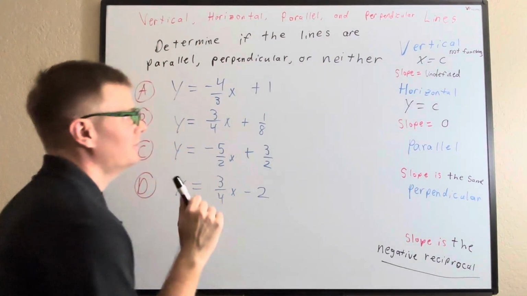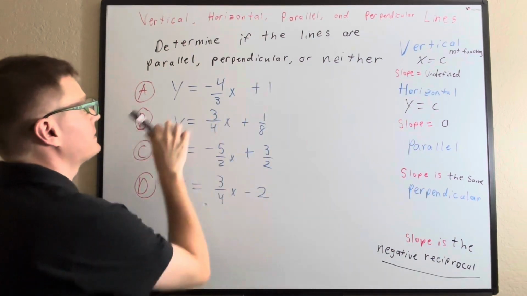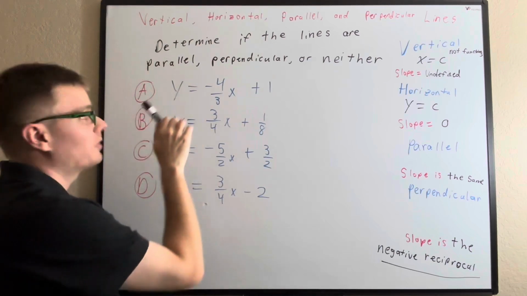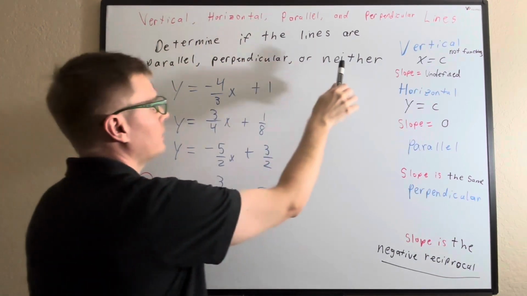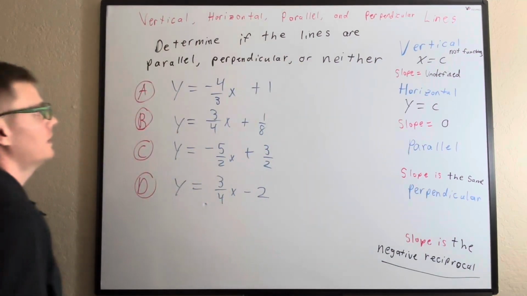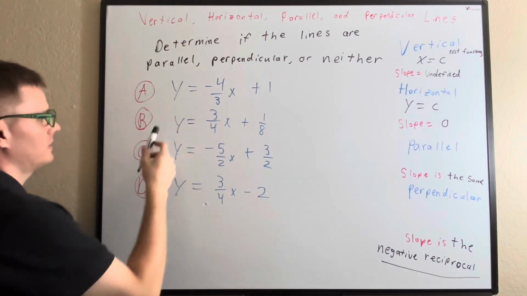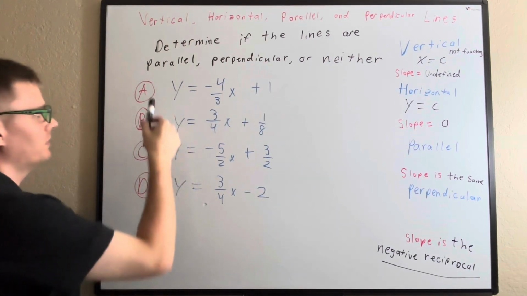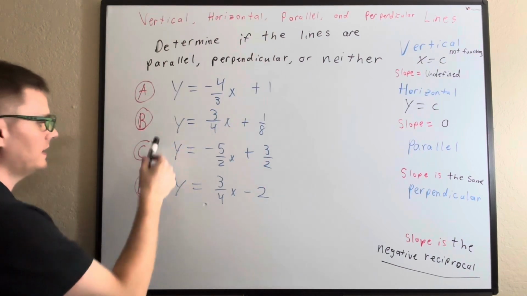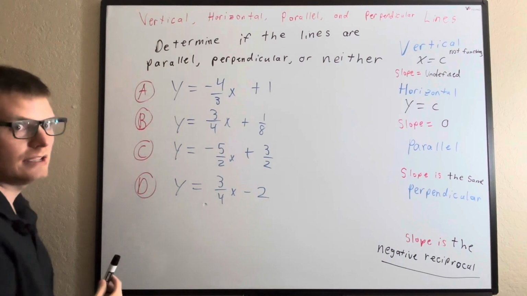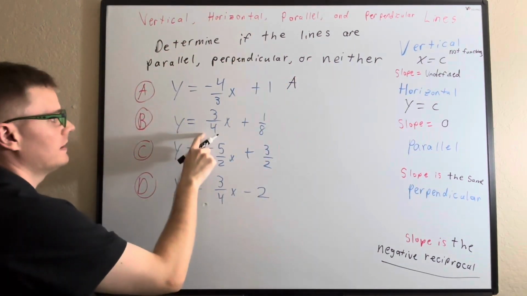All right, now let's put all that knowledge we just learned about parallel and perpendicular lines to the test. See, you might get a problem like this. This asks, determine if the lines are parallel, perpendicular, or neither. Well, we have 4 different lines here. What are you talking about? Well, let's just go through every single one of them. A to B, A to C, A to D, then B to C, then B to D, and then C to D. Okay, so what about A and B?